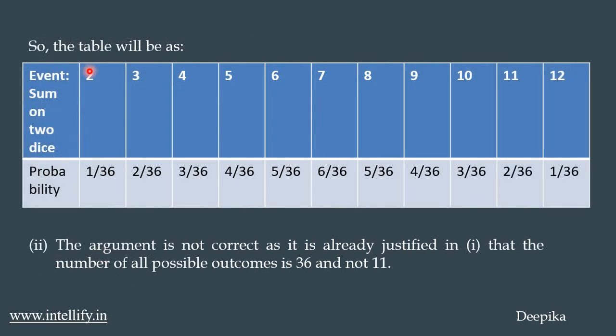So we can complete the table as follows, like sum 2 is 1 by 36, sum 3 is 2 by 36 and so on up to sum 12, also 1 by 36. In the second part, the argument is not correct. As we have seen already in the first part, there are 36 possible outcomes and not 11. So probability cannot be 1 by 11.